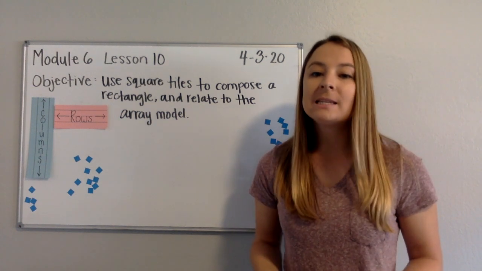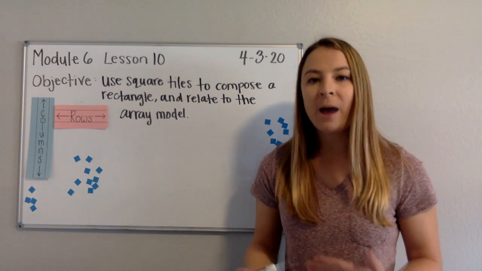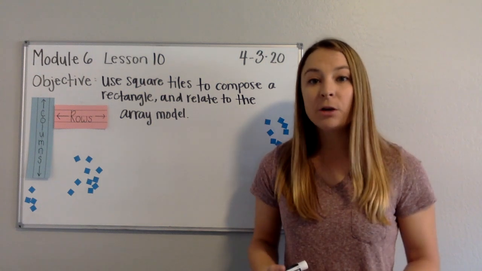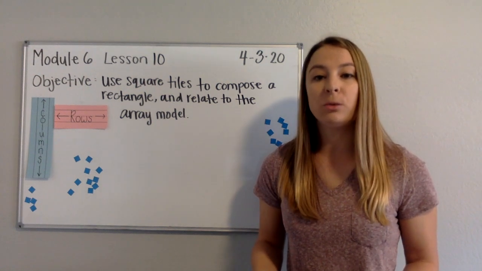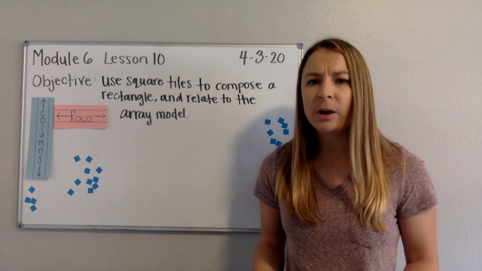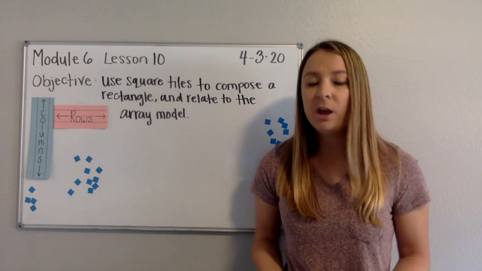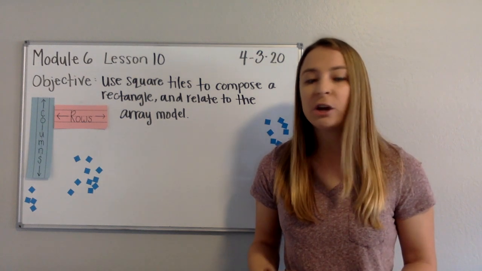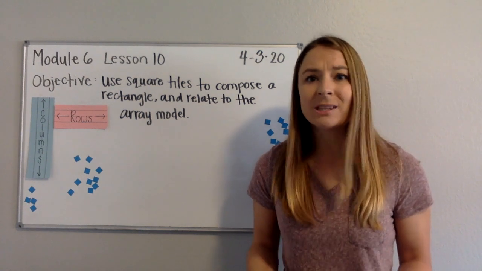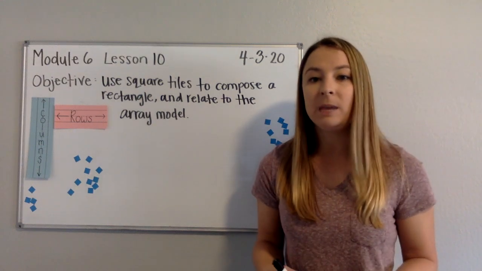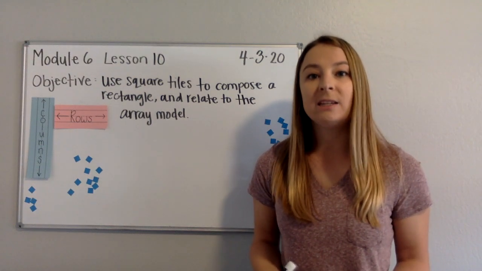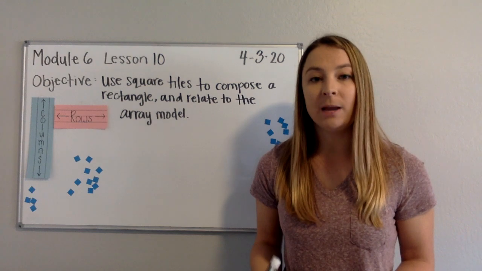model. For this lesson, it's going to be really important that you have some sort of material that you can move around to create your arrays with. If you don't have square counters or square blocks or tiles, that's fine. Use whatever you have. You could use dried beans, you could use Cheerios, you could use fruit snacks, whatever you have that's small and can be easily moved around to create different models of what we're doing in math.